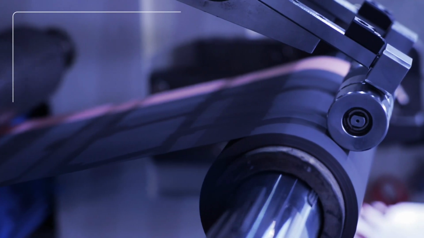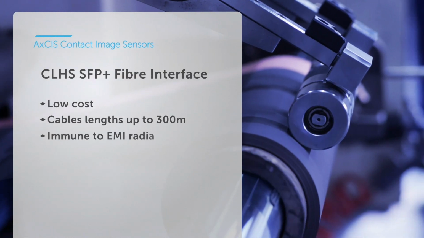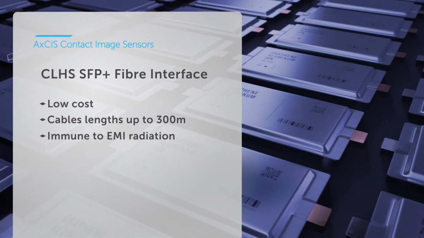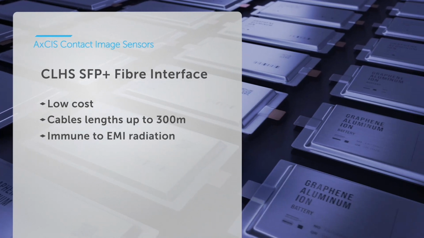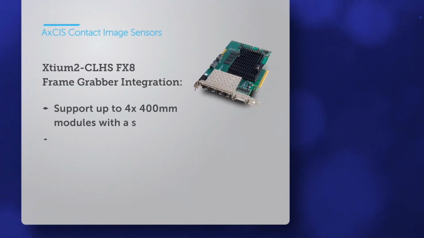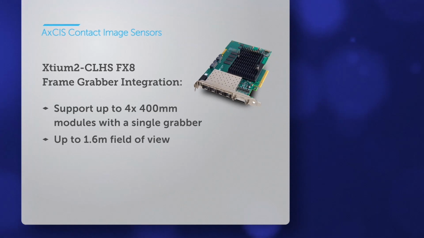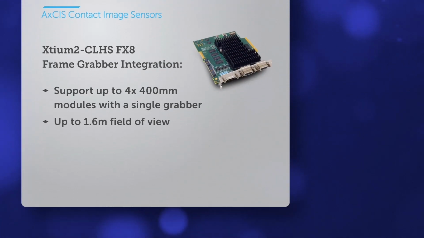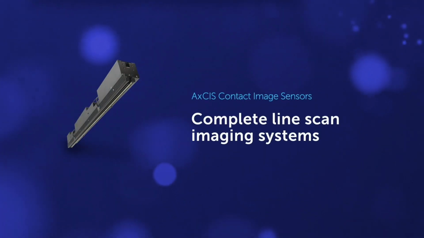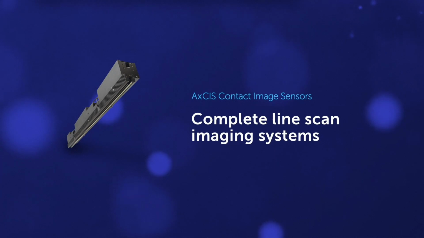And with high-speed fiberoptic cables, AxCIS also delivers high-resolution images over low-cost, long cable lengths without interference. Unlock the full potential of AxCIS with XDM2 frame grabbers, only from Teledyne. AxCIS contact image sensors, complete line scan imaging systems, all in one.